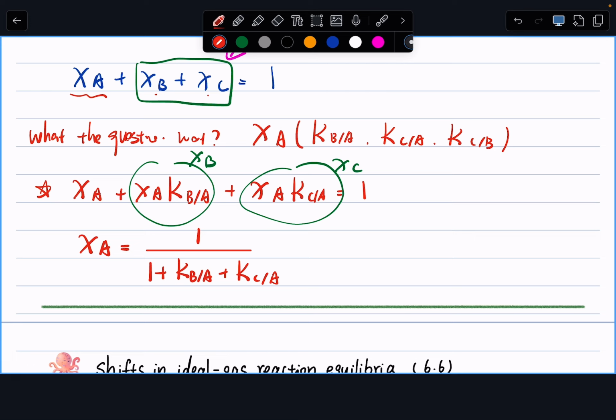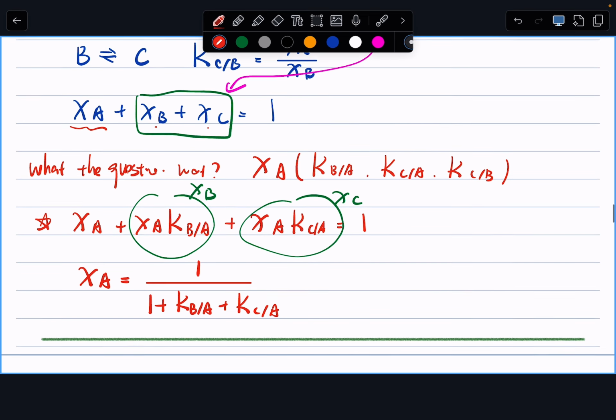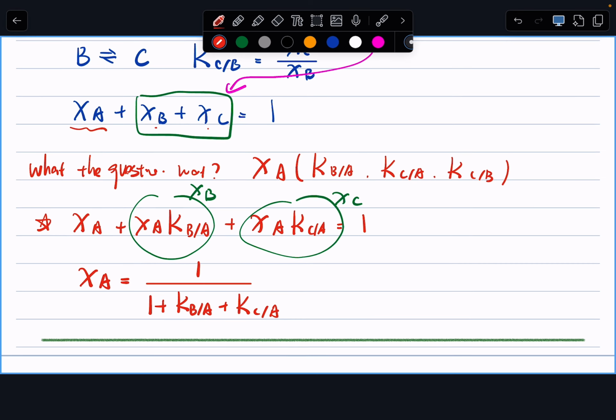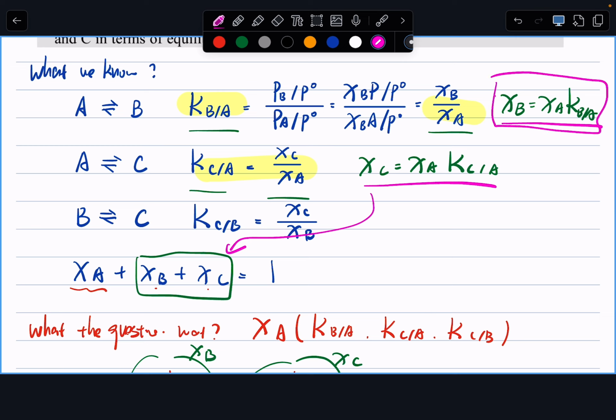What about chi B and chi C? Now do we have an expression of it? Someone want to take a guess? We already have the answer. Right, so if you think about it, we have already expressed my chi B as a function of chi A times an equilibrium constant. So likewise, we have 2 pieces, right?